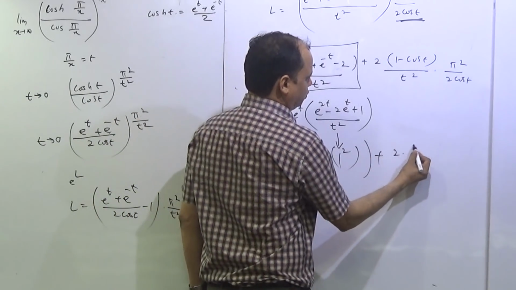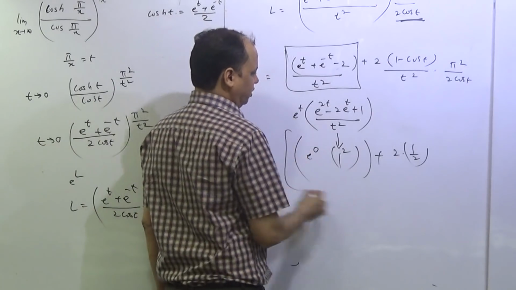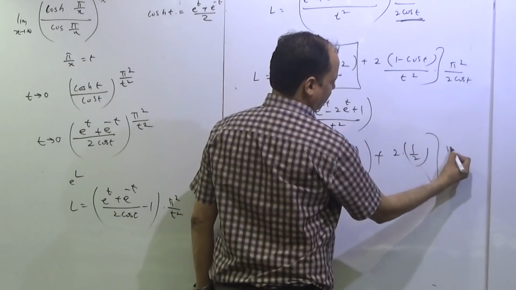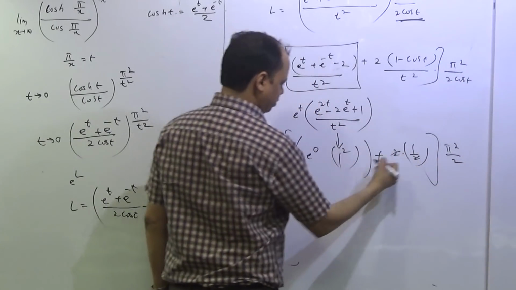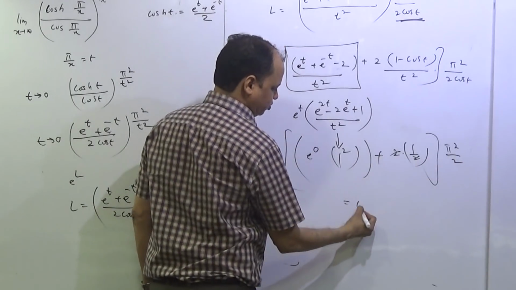What do we get here? 2 into 1 by 2 into the pi whole square, by bracket. What is left here? Pi square by 2. So 1 plus 1, 2, cancel. The 2 and 2 cancel. The pi square is the answer.